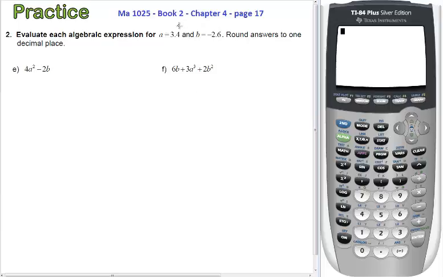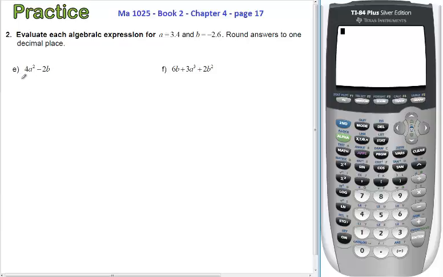This is book 2, chapter 4, page 17, and it's about evaluating algebraic expressions when you're given a value to put in for it. So putting a value in and then finding the answer. Now, the key to these is substituting a number properly, and the safest way to do it is to use parentheses or brackets, whatever you want to call it.